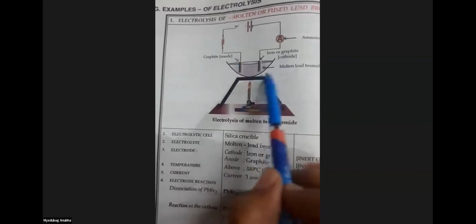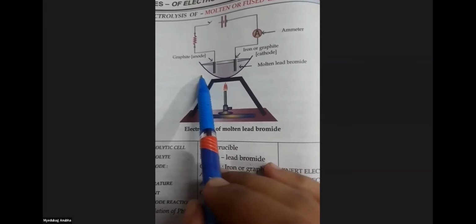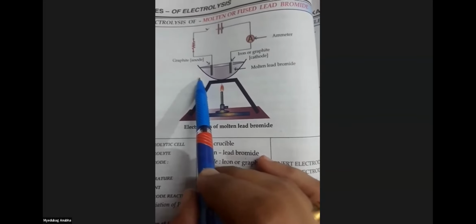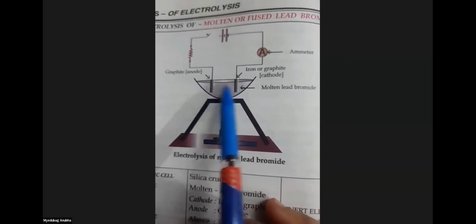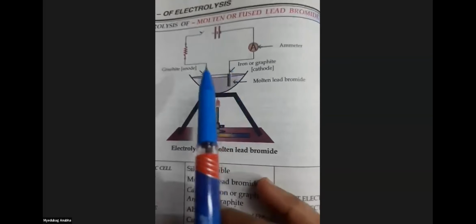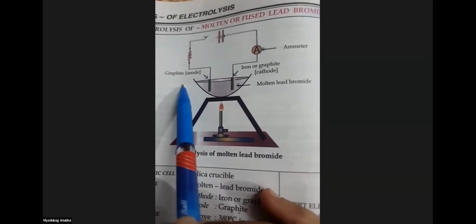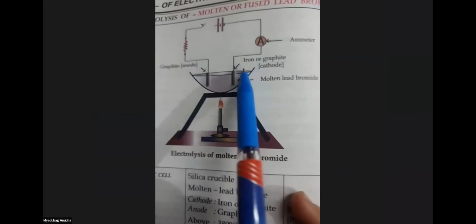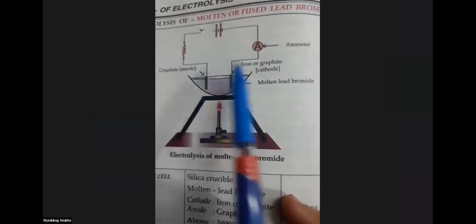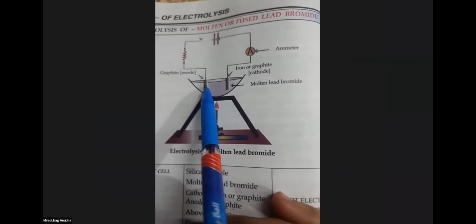This is the crucible. China dishes are very small in size, and if you're taking a big apparatus for that, then we call it a crucible. The crucible is made of silica, right? No glass, no metals, no non-metals, nothing but silica. Inside it, the two electrodes are present, the anode and the cathode. At the anode, we have taken the graphite electrode, an inert electrode. On the other side, we have taken iron or graphite. If you want, we can have both graphite electrodes. We don't have any problem.